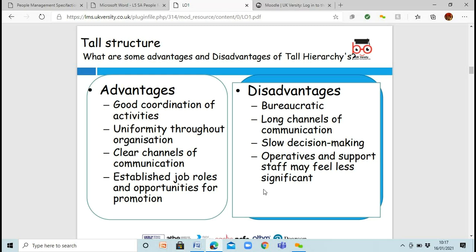But again, there are also disadvantages. They're bureaucratic. There can be long channels of communication. So if you're trying to communicate with somebody, say, towards the top, then it can be quite time consuming to get there. It's slow decision making because things are being filtered down through different levels. And the operatives or support staff may feel less significant because their views or opinions are not being heard as much as they would like.